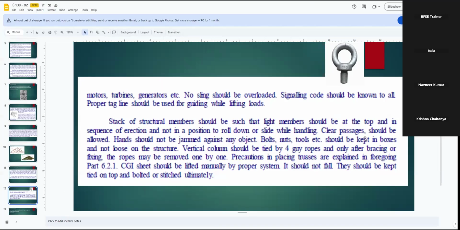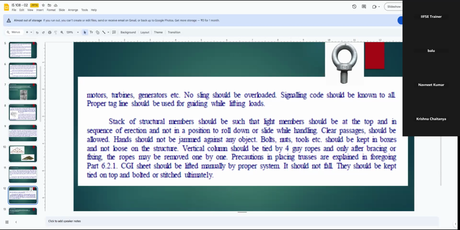And also, the clear passages should be allowed and the load should not be jammed against the objects. So this is also one critical activity. Whenever you attempt for a lift, the people used to guide the crane operator. People will give some support till it gets tightened with the belts or chains. They used to hold it. So there you should be very careful.